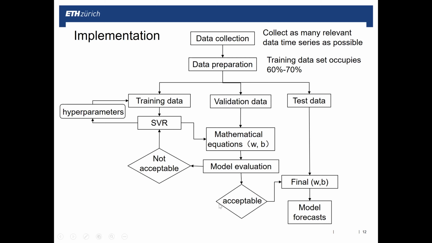When the result is not acceptable, we have to go back to the training data set to adjust our hyperparameters and train the model again. So we need to repeat the process until you get a better result for the model forecast.